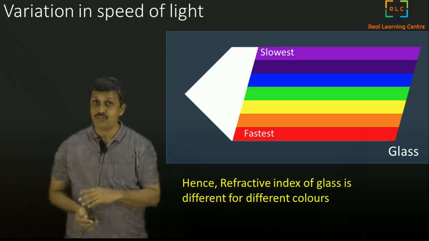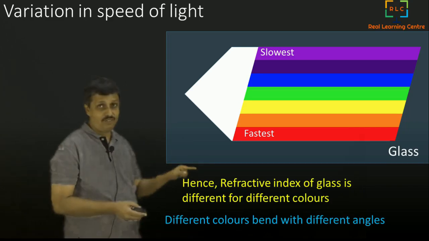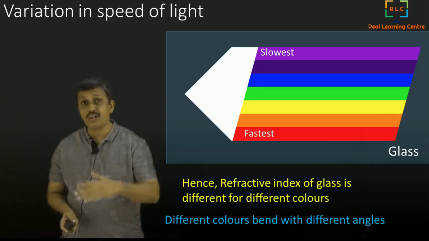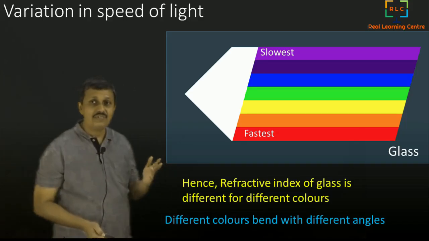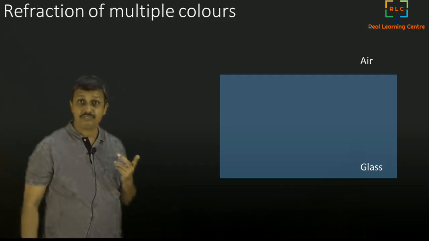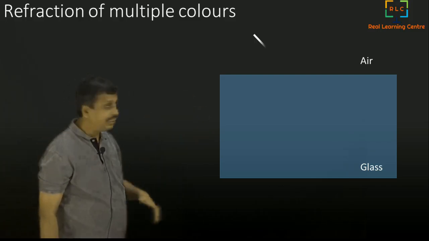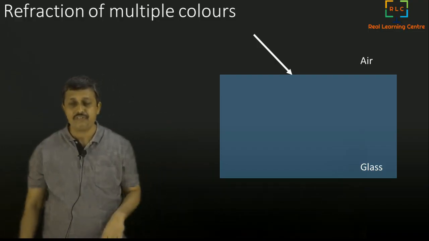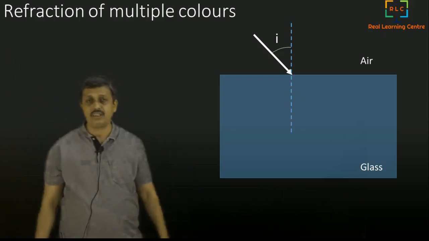So what does it do for us? The different colors now bend differently, at different angles. It has been seen that if the refractive index is more, it bends more; if it is less, it bends less. So suddenly we can see that the different colors bend at different angles. Let's say you take glass and air, and you take white light containing all the colors. Then again we draw a normal to find out what it does.